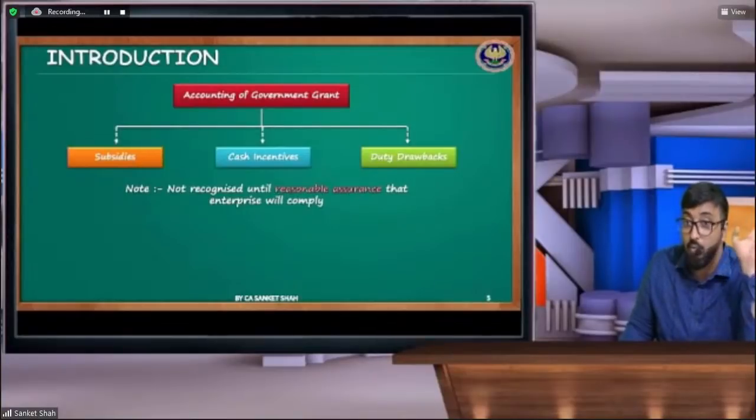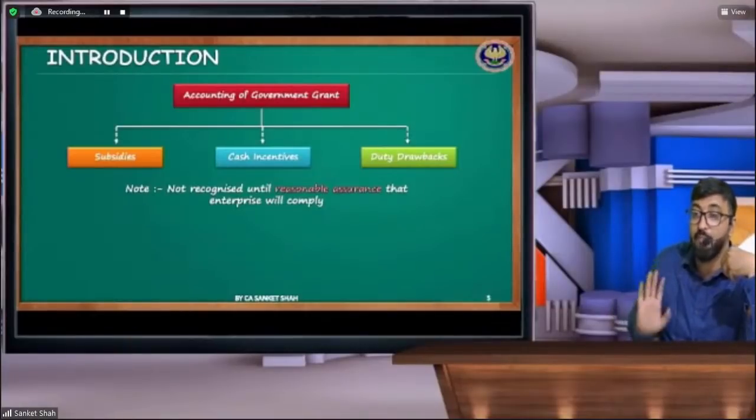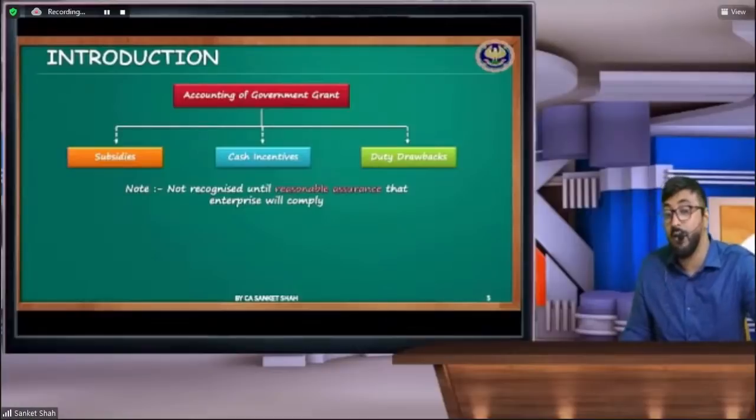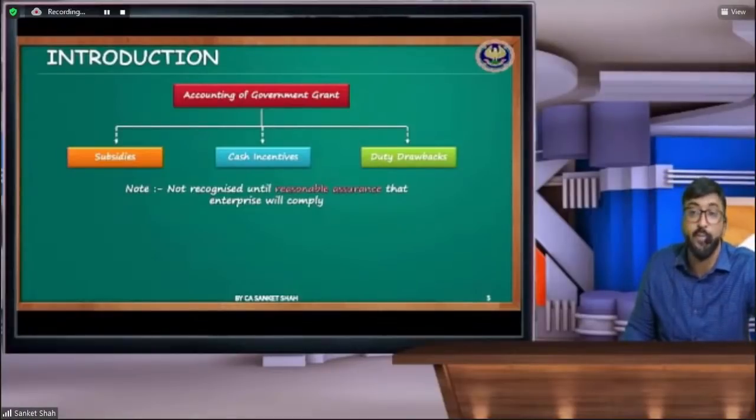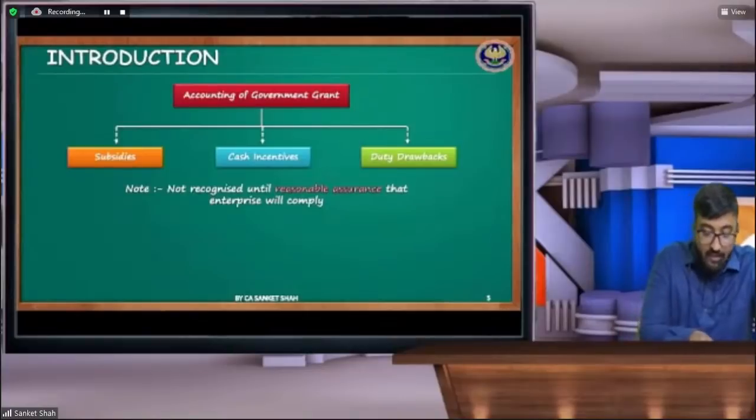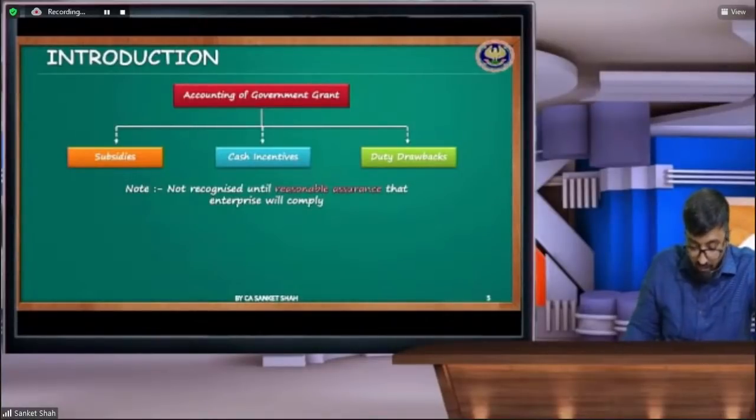ओके, सो रीजनेबली एश्योर्ड जब तक नहीं होता तब तक मैं उसको मेरा इनकम नहीं बोल सकता हूं। तो इसी केस में अभी ससुर जी मतलब गवर्नमेंट हो गया और मैं हो गया एंटरप्राइज। तो एंटरप्राइज जब तक रीजनेबली एश्योर नहीं होता है कि अपने को वो पैसा आएगा, तब तक हम लोग गवर्नमेंट ग्रांट रिकॉर्ड नहीं करेंगे। अंडरस्टूड द कॉन्सेप्ट? Not recognized till recognition is assured. Okay, reasonable assurance, reasonable is not 100% assurance, but it's a reasonable assurance.